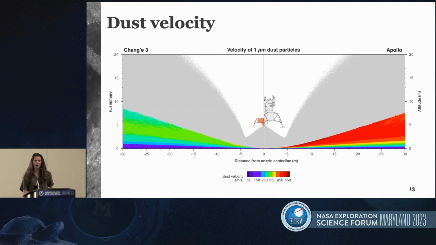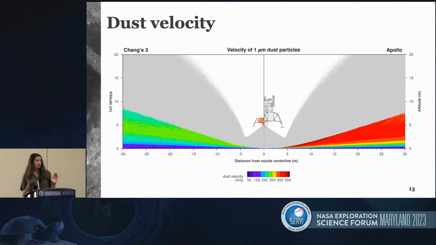So finally, just a few comments on the velocity of this dust. Here I'm showing the velocity of the 1 micron dust particles for the Chang'e 3 and the Apollo landers. And the color here is the dust velocity. And so we see the ejecta curtain is more or less the same, but the velocity of the particles is quite different and much higher in the Apollo case. So we're getting speeds of about 500, 600 meters per second in this Apollo simulation.